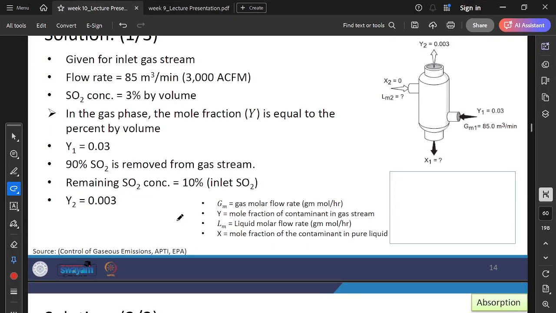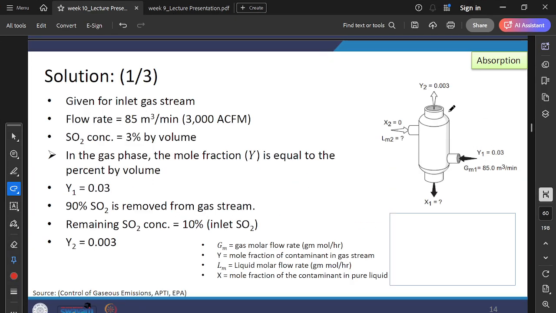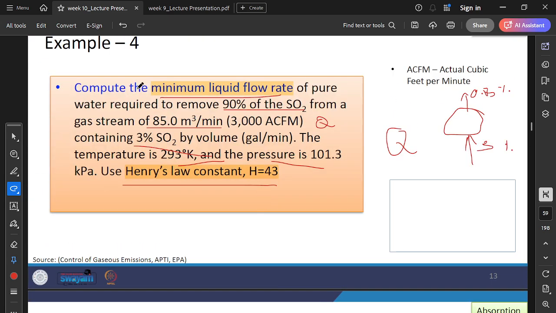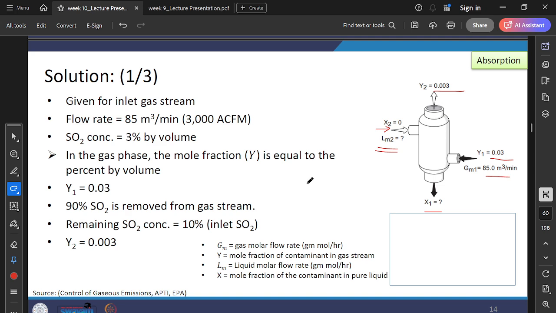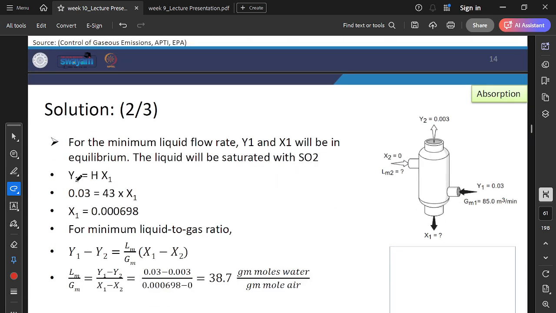There it is. See, 3% is coming in, 0.03, 10% of it is going out, 0.003, and the flow rate of it I know, and 0% because pure water. So 0 is x2. What is x1? That's the question of minimum liquid flow rate. Okay, flow they are asking. Lm is the required quantity. So if I know this formula, y1 equal to Henry's law into x1, because that is a known factor, and I know the total formula based on mass balance, I will substitute here.